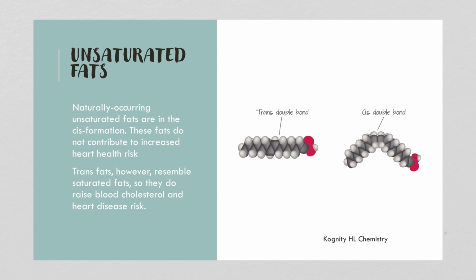Unsaturated fats, if they're in their natural form, are usually found in the cis configuration. They don't contribute to increased heart health risk. But trans fats do, because the double bond is now in the trans configuration. So they do raise our blood cholesterol and our heart disease risk.